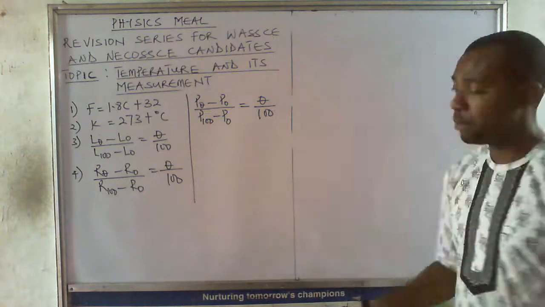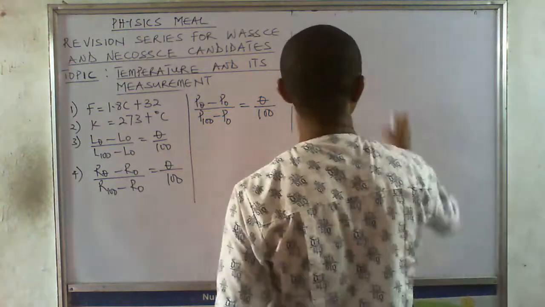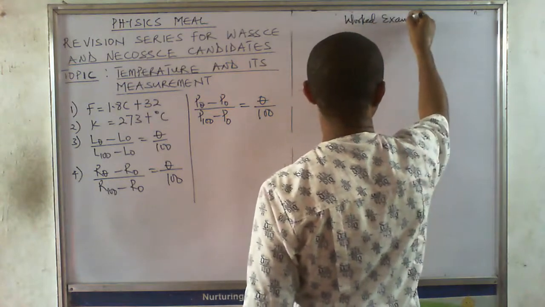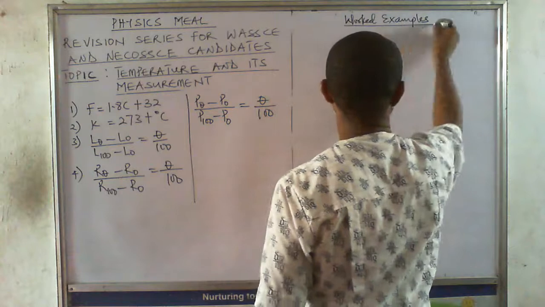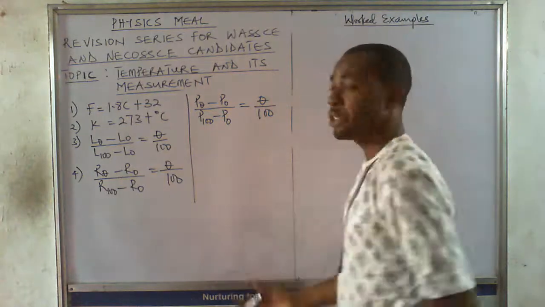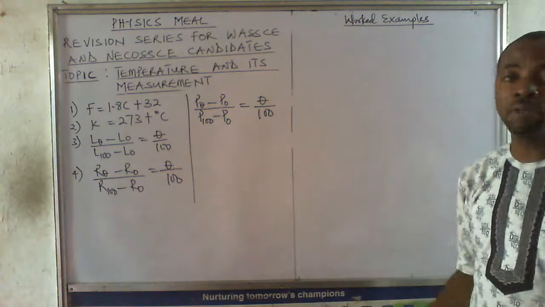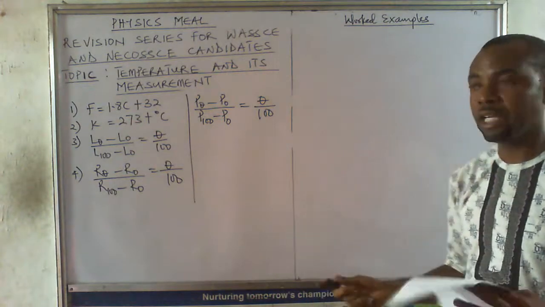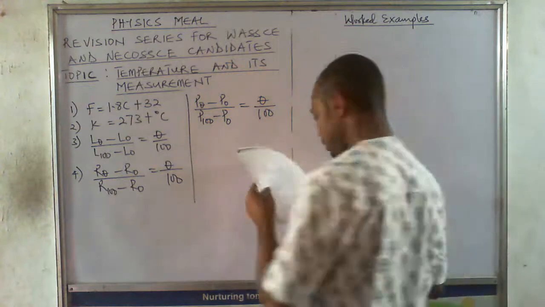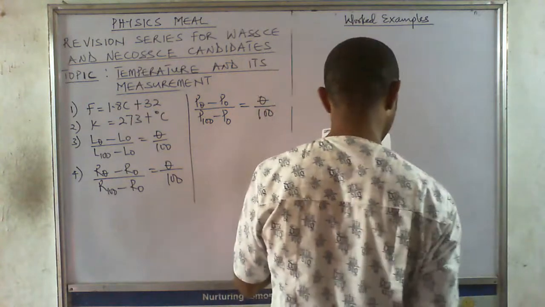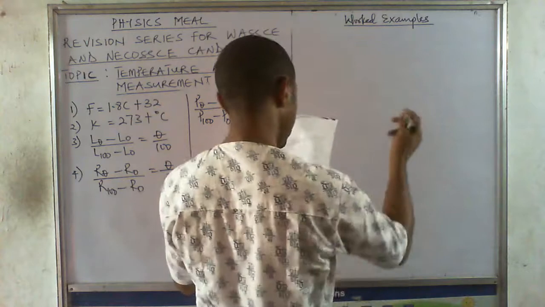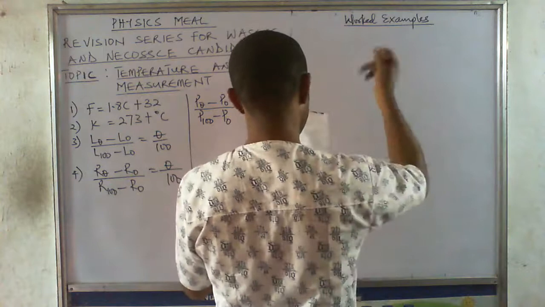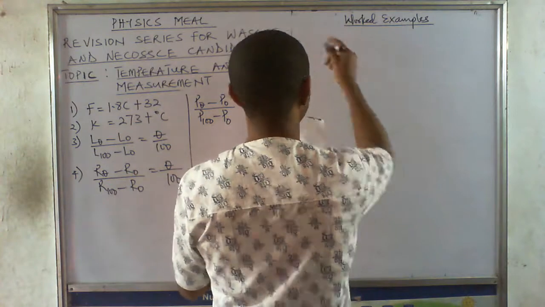So let's pick some examples. So we say worked examples. The questions we are going to solve are questions adapted from WAEC and NECO and JAMB and the rest of them, because this is a revision series. So we'll go this way. All right, let's look at the first question here.